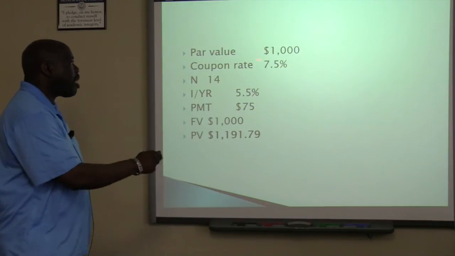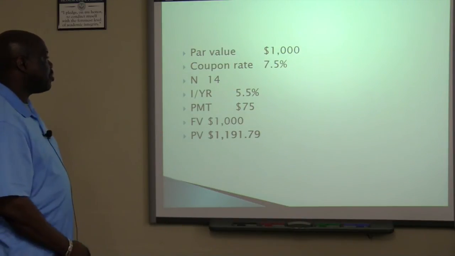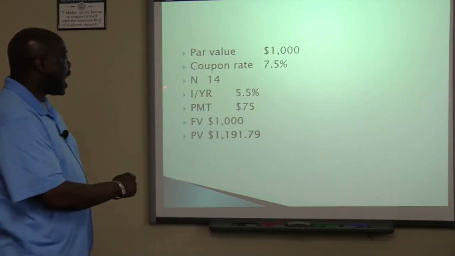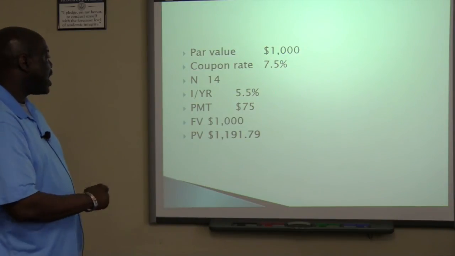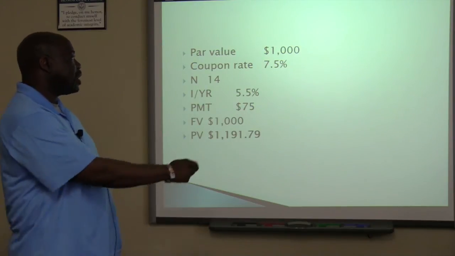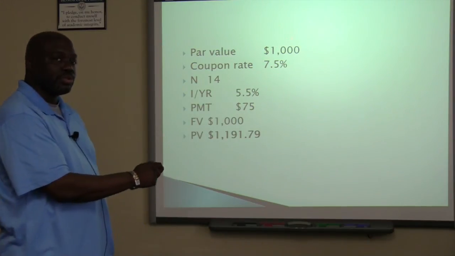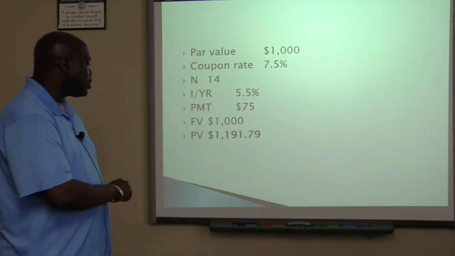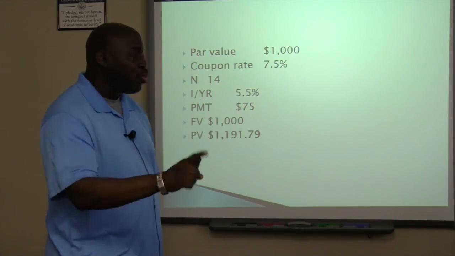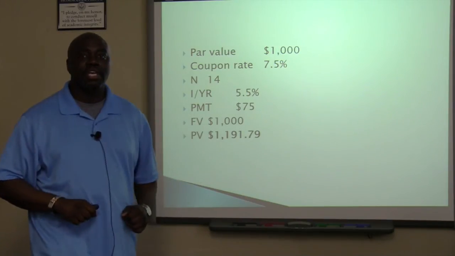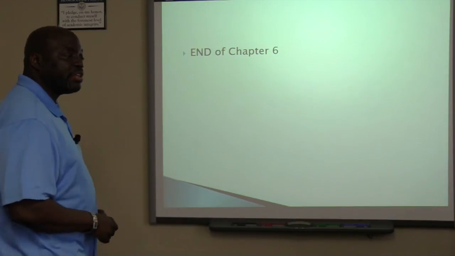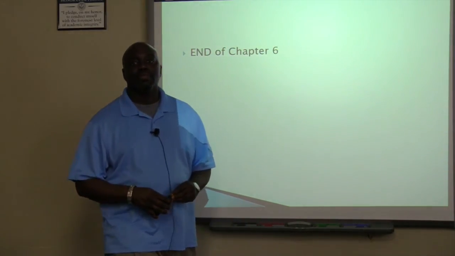Okay, so the par value is $1,000, the coupon rate is 7.5, and because it only has 14 years left, N is going to be 14. Our IY is going to be 5.5, our payment is going to be $75, which we got by taking the 7.5% multiplied by the par value. Our future value is $1,000. We calculate for present value, $1,191.79. Okay, that is the end of chapter 6. Next time I'll see you will be chapter 7.